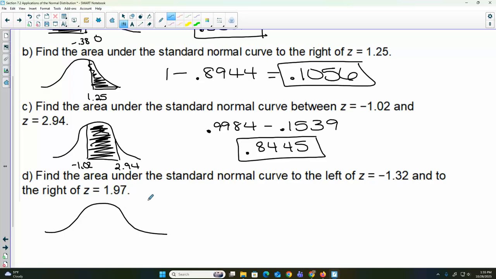Find the area under the standard normal curve to the left of z equals negative 1.32. So that's below the mean. I want to be to the left of that. And to the right of 1.97, so that's above the mean. I want to be to the right of that.